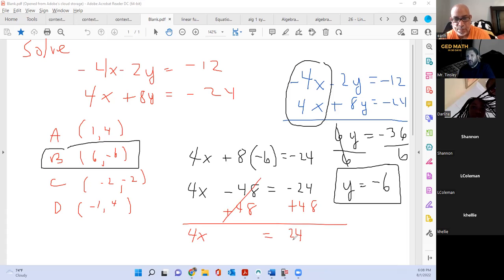And then again, to solve this, a one-step algebraic equation, in order to solve for x, we have to do what? Get x by itself. Divide by 4. Divide both sides by 4. And we get x is equal to 6. So x is equal to 6, y is negative 6. So we still got the same answer. I just wanted to show you if you had to solve for both variables, okay? Because sometimes they'll give you the multiple choice where y would have been negative 6 for 2 of the options. So then you have to substitute back into one of the equations to get x.